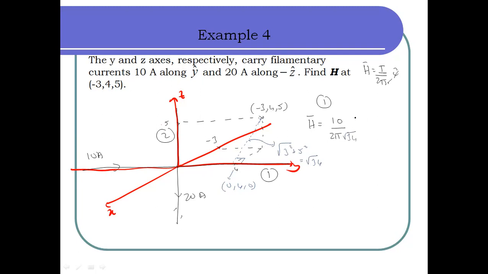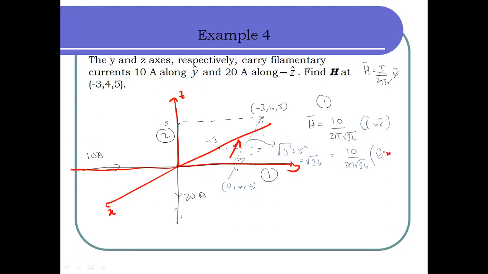Then we have the phi unit vector, and we need to change it into L cross R. Further on, we can proceed with 10 over 2 pi square root of 34. The L should be in the y direction, because the current is in the y direction. But R is directed from the filament to this point, so that should be the R direction, from this 0, 4, 0 to the point of negative 3, 4, and 5.